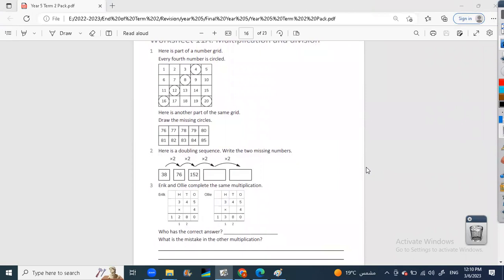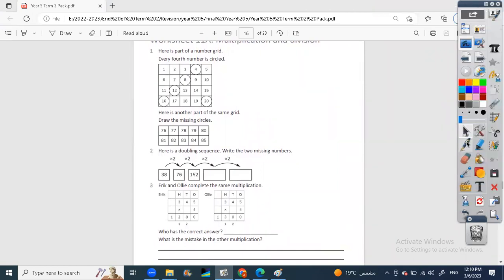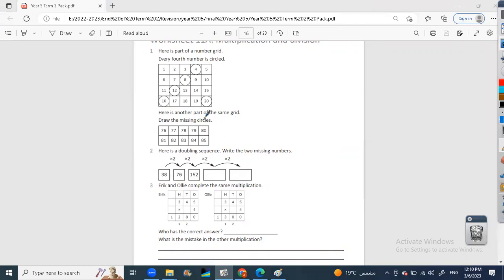Here they want you to circle the numbers that are multiples of 4. So they're saying every fourth number is circled. So the multiples of 4 are circled. All right, so here, continue. How can I know that, mister? Which one here is a multiple of 4? I know, mister, for sure that 80 is a multiple of 4 because it's 4 times 20. All right, so every 4 numbers, they are circled.